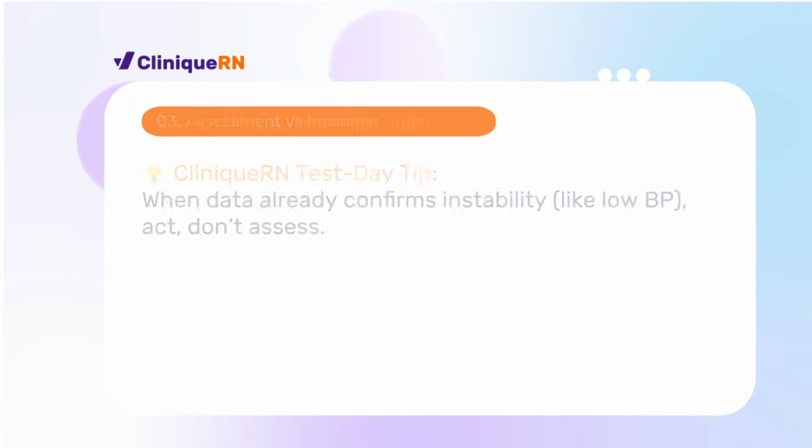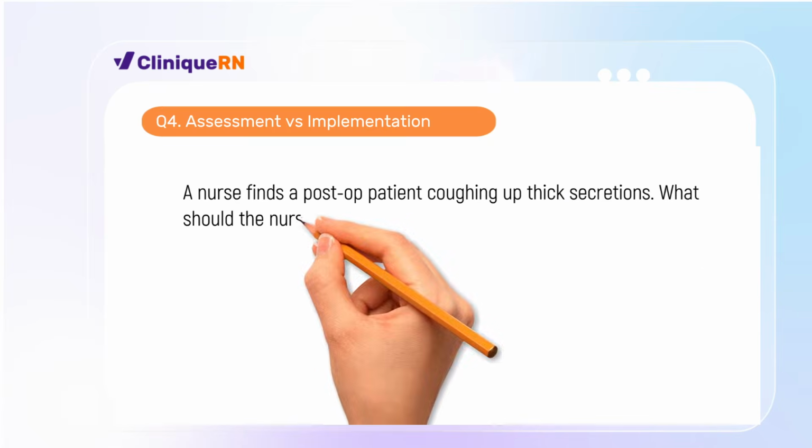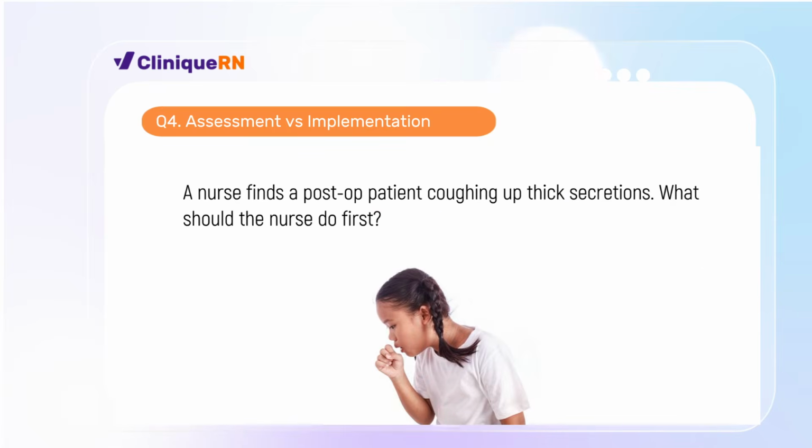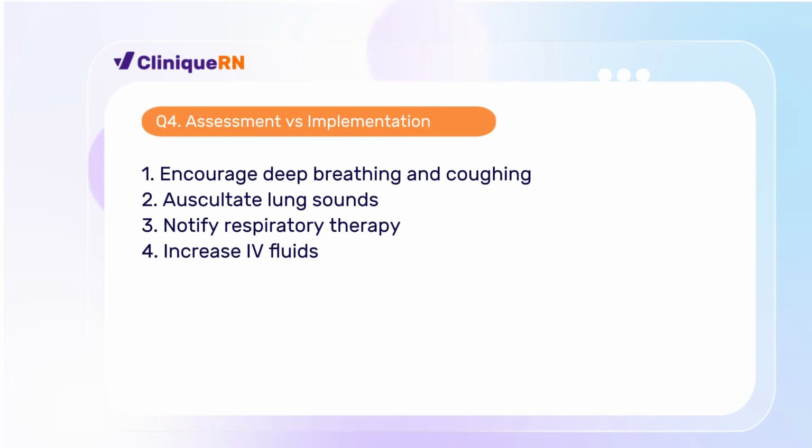Question 4. A nurse finds a post-op patient coughing up thick secretions. What should the nurse do first? 1. Encourage deep breathing and coughing. 2. Auscultate lung sounds. 3. Notify respiratory therapy. 4. Increase IV fluids.